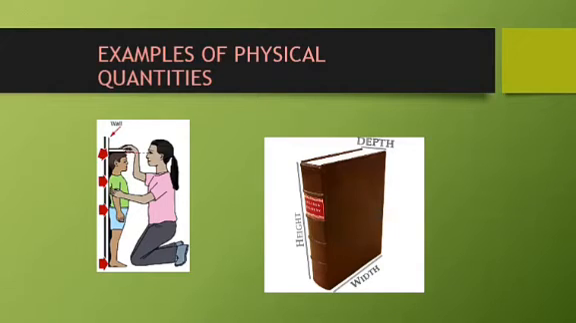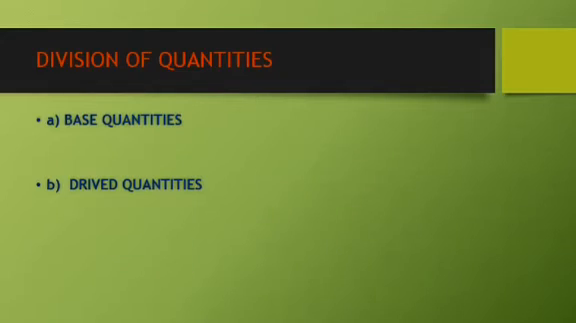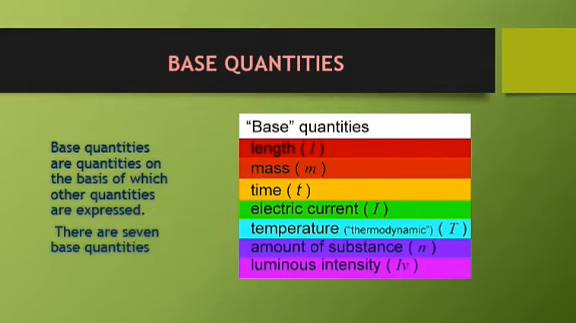We can say that an object has many types of quantities like length, mass, volume, weight, etc. Quantities are further divided into two groups, base quantities and derived quantities. Base quantities cannot be defined by any other physical quantities. Base quantities are the foundation for other quantities and they are 7 in number. The 7 base quantities are length, mass, time, electric current, temperature, amount of substance and luminous intensity.